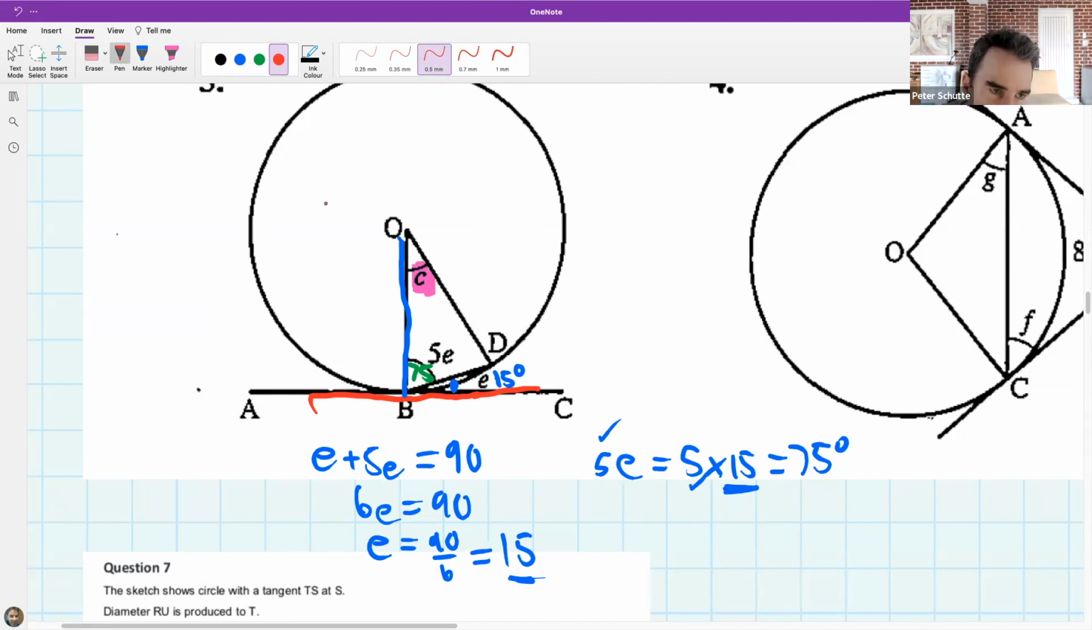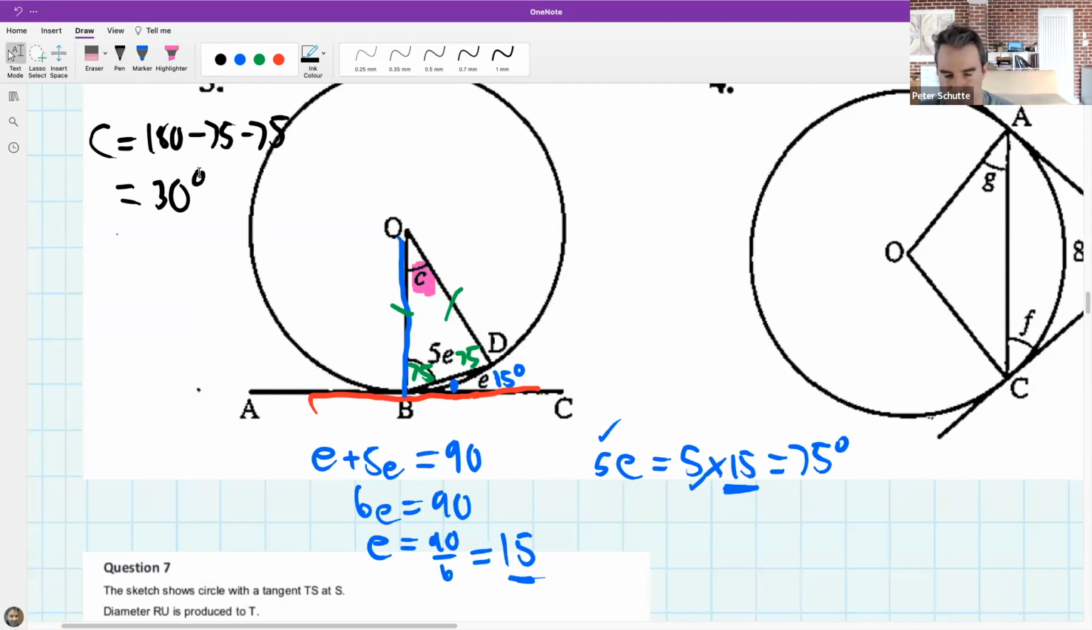I'll give you another hint with this one. There are whiskers involved. So these two lines that come from the center are called radii, which means that this is going to be 75 and this is going to be 75 because it's an isosceles triangle. And then C is going to just be 180 minus 75, which is 30 degrees.